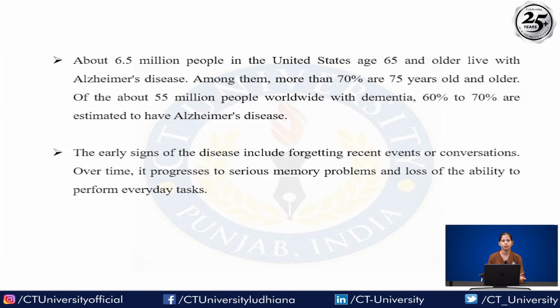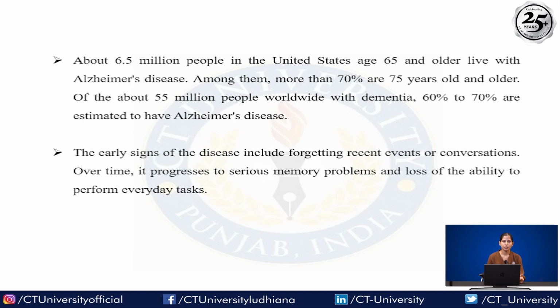Next we study the etiology. In etiology, 6.5 million people in the United States aged 65 or older are suffering from Alzheimer disease. About 70 to 75% of people in the 75-year-old age group are suffering from the symptom known as dementia, and 55 million people worldwide are suffering from dementia, and 60 to 70% are estimated to have Alzheimer disease.